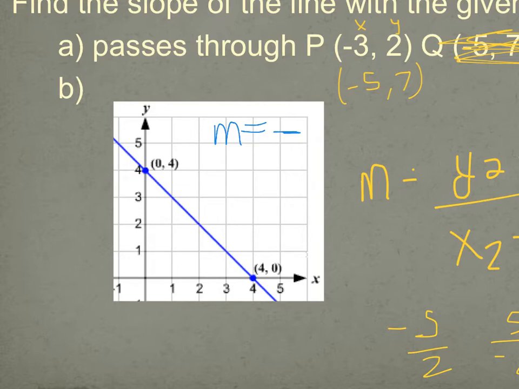If you start here, how many spaces did I go up? 1, 2, 3, 4. Yes? So it's 4 on the y, and then 1, 2, 3, 4 on the x. So what's my slope here? 1. What kind of 1? -1. That's hard to see.